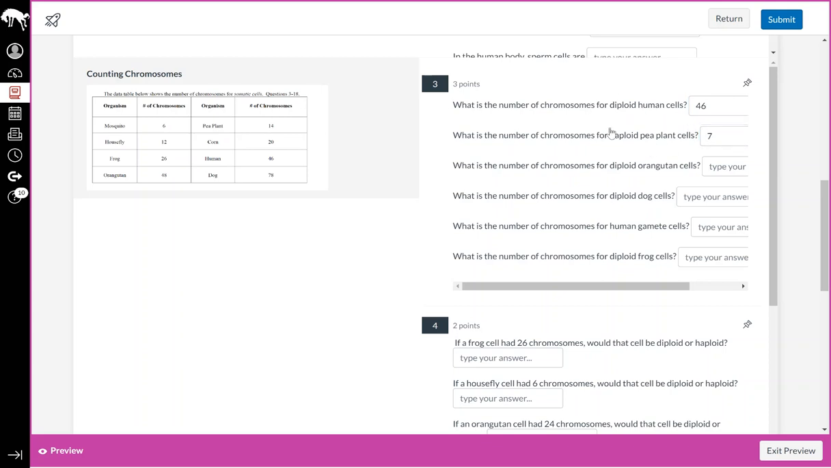So you really need to be able to identify if it's asking for the diploid number, in which case it gives you the diploid number. Or if it's asking for the haploid number, then you just cut this number in half.